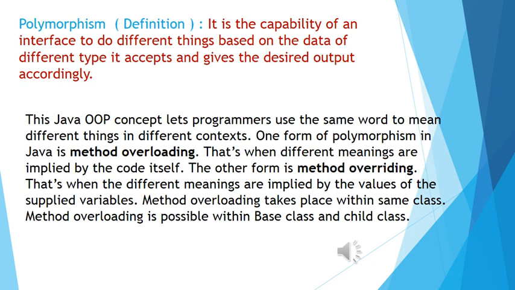Polymorphism is a process by which, out of many methods with the same name, one method will be selected by the system. This selection will be done by the number of parameters which will be utilized at the time of method call. Method overloading and method overriding are the two processes by which polymorphism can be implemented. Method overloading takes place within the same class. Method overriding takes place between the base class and child class. In method overloading, different types and numbers of parameters can be utilized for redefining the methods within the same class.